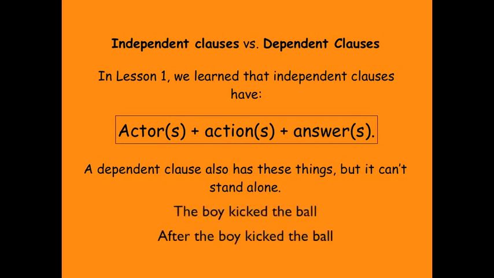In the first example at the bottom, the boy kicked the ball, this is a complete thought. It has an actor, an action, and an answer. It can function as a simple sentence. But when you put the word after in front of it, now it can no longer stand alone because it's no longer a complete thought.